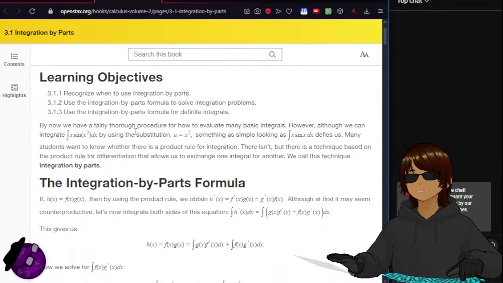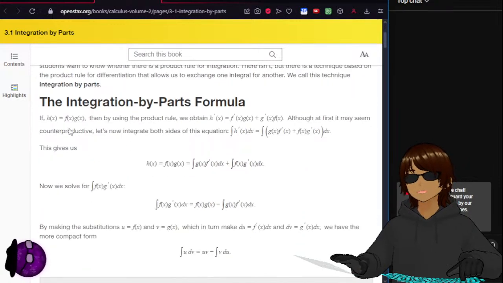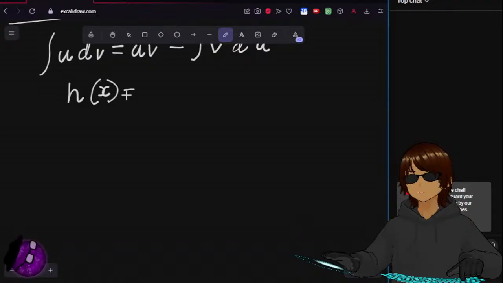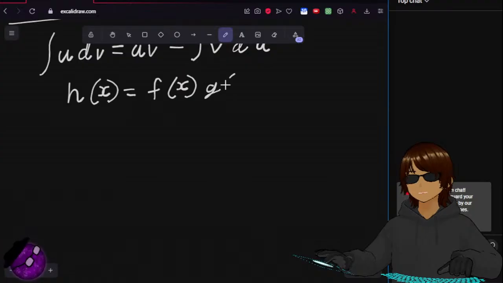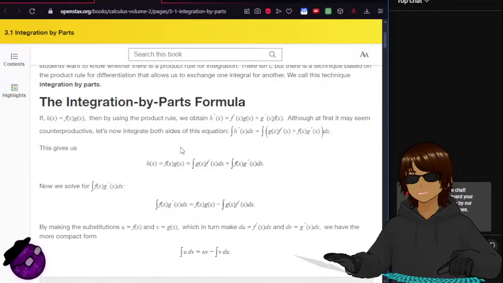By now, we have a fairly thorough procedure for how to evaluate many basic integrals. Okay, let's see how they did it. H of x is f of x g of x. And then what did they do? How did they get this?